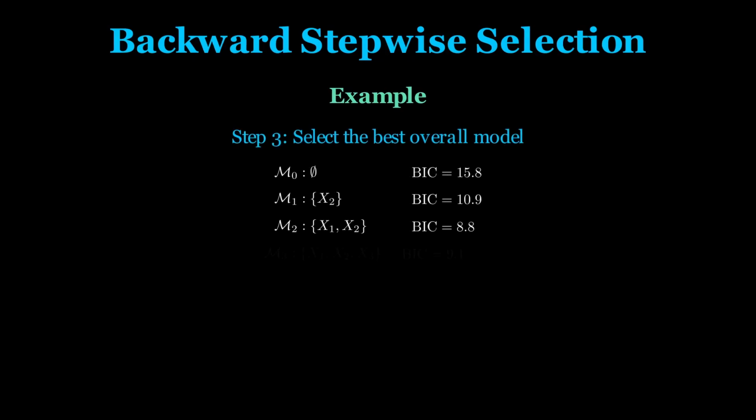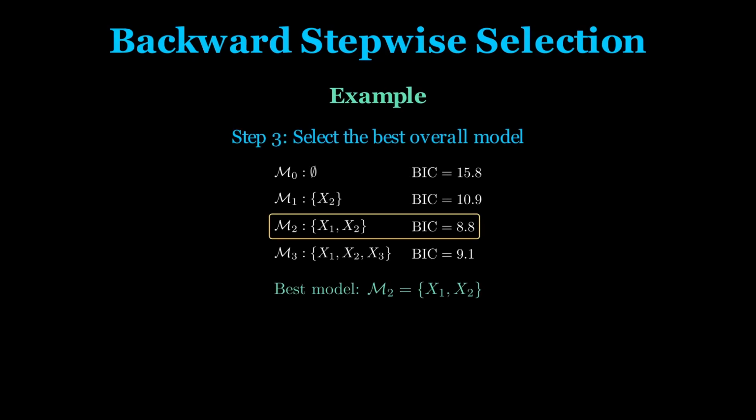Step 3. We select the best model from M0 through M3 using BIC. Just as in our forward stepwise example, M2 with predictors x1 and x2 has the lowest BIC and is selected as the final model. Notice that backward stepwise also fitted 7 models, the same count as forward stepwise. Here, both methods also arrived at the same final model, though that is not always guaranteed.